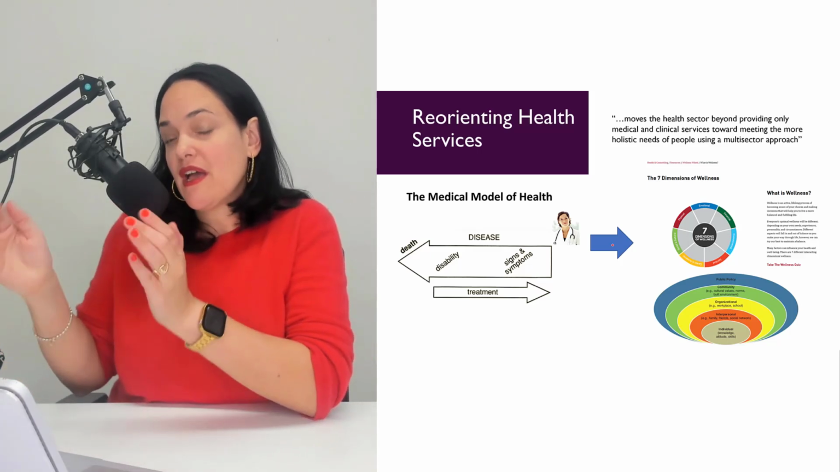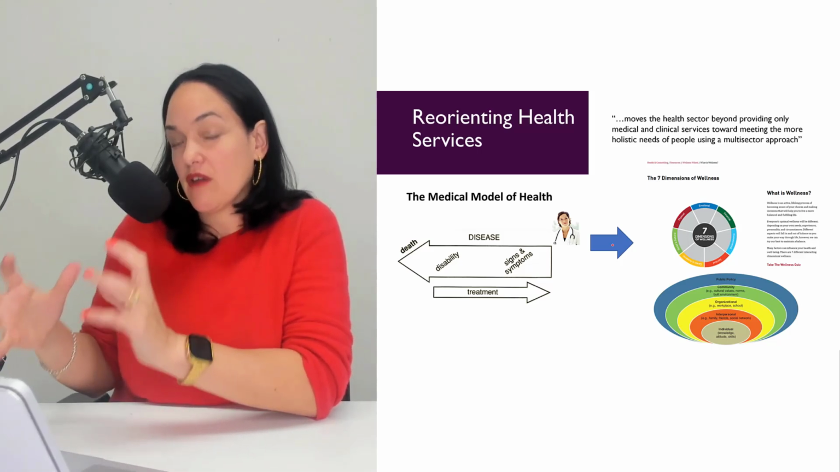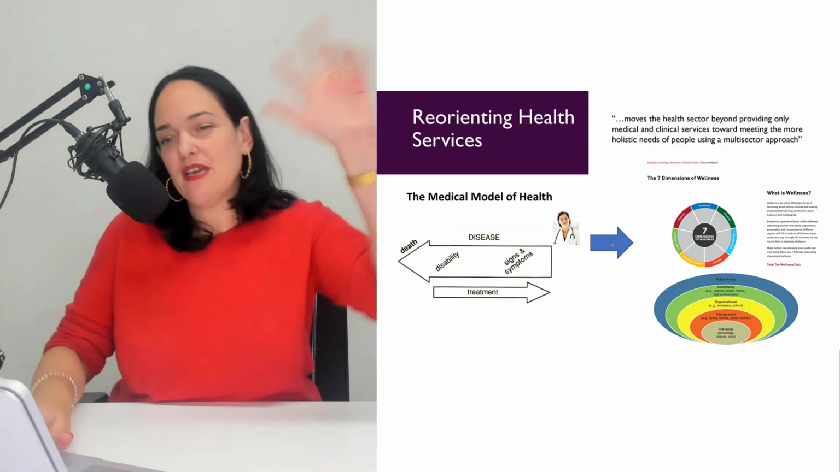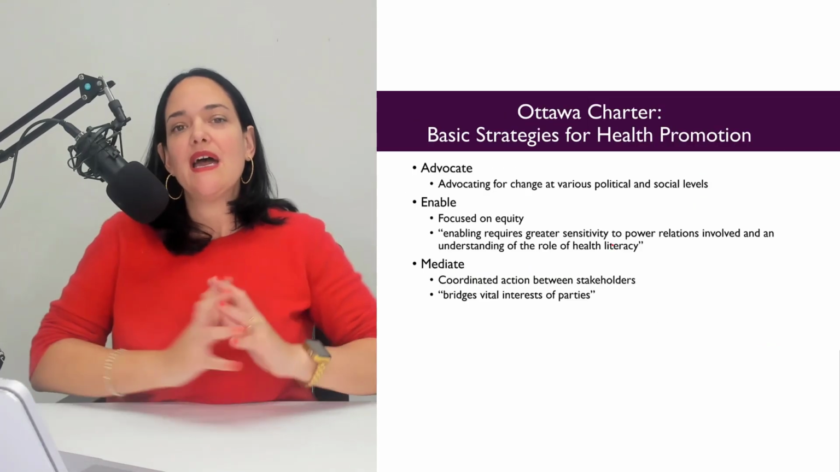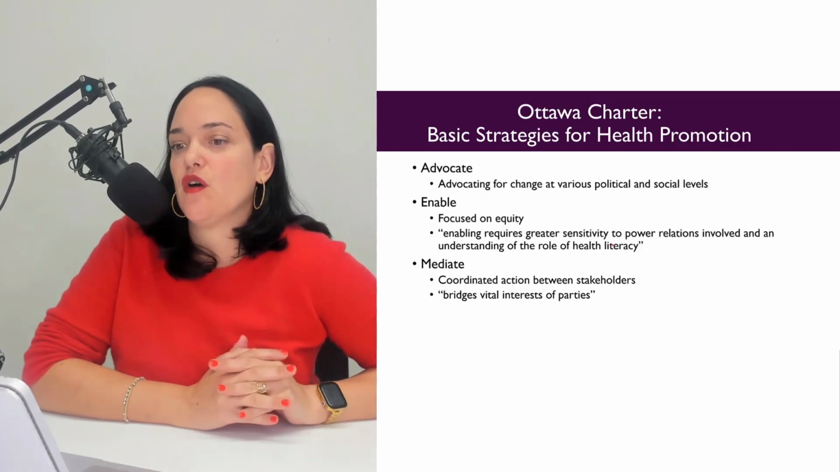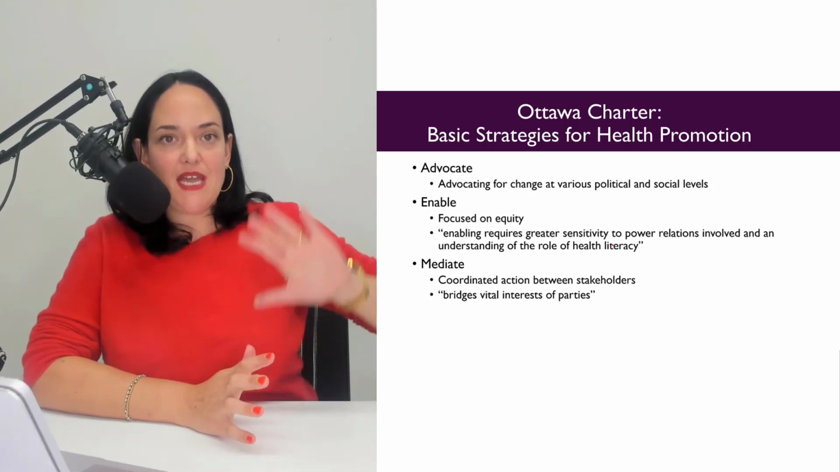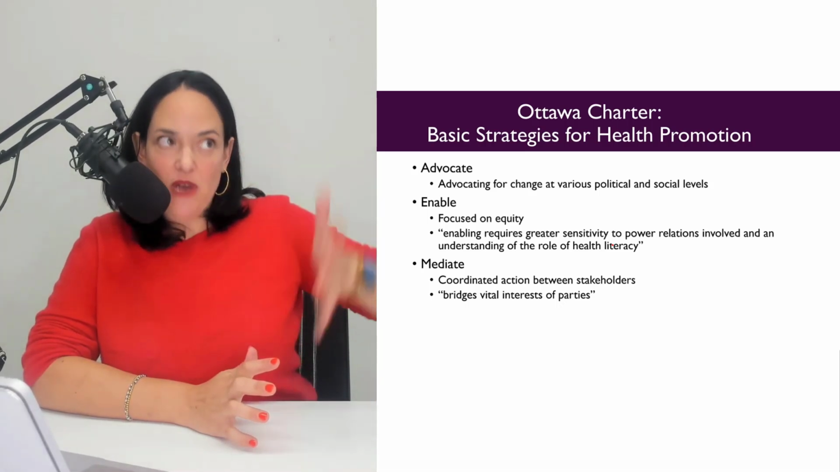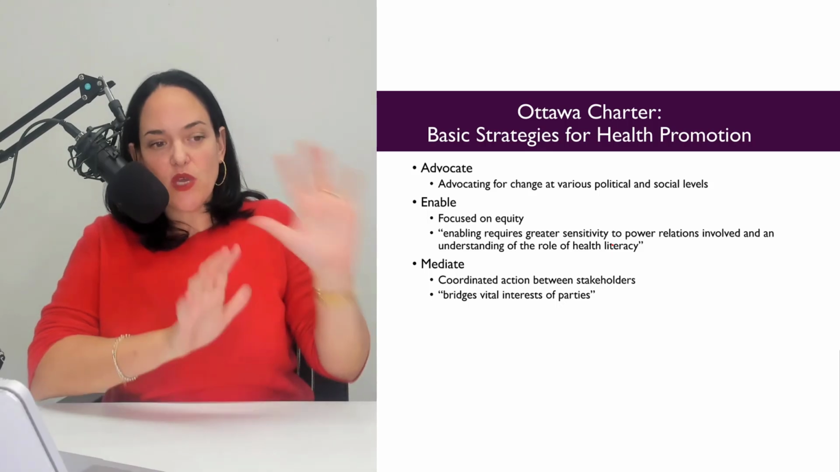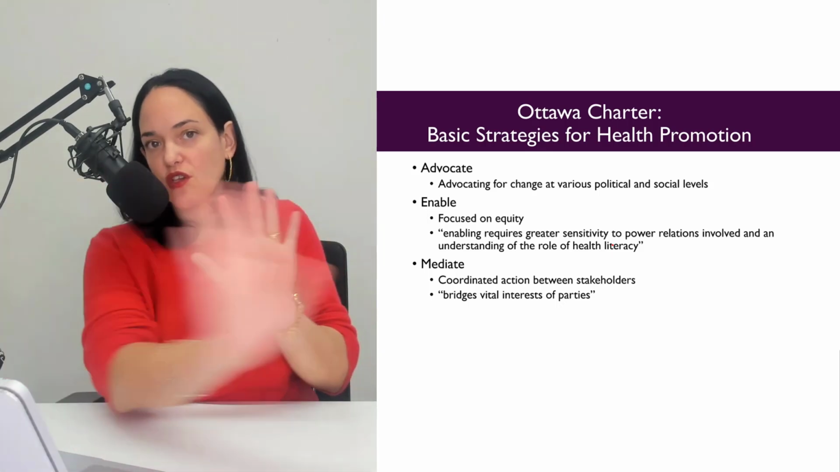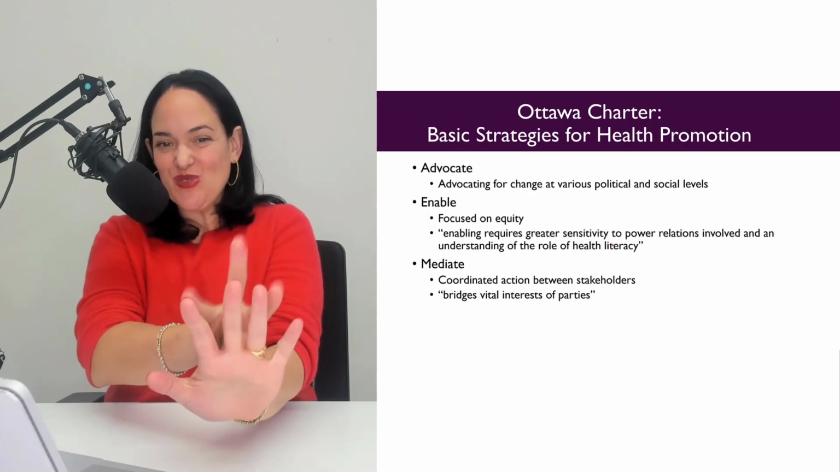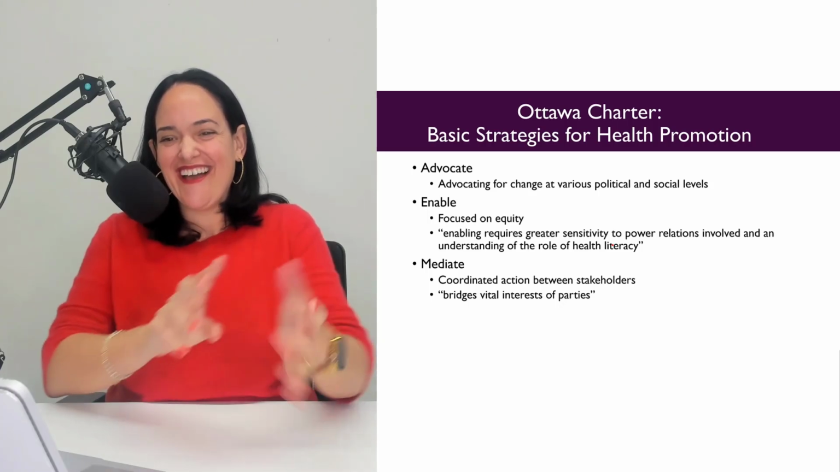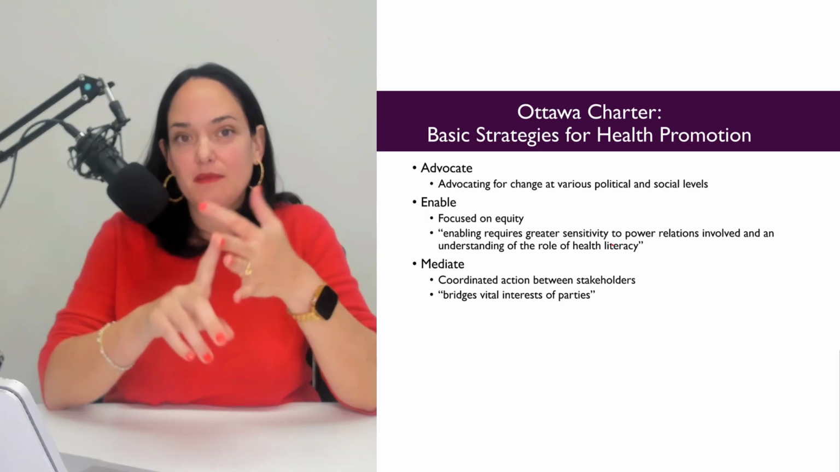So we put health promotion as an important part of our agenda for health too. Okay, so that speaks to a little bit more reorienting health services. Okay, and like I said, in the Ottawa Charter, they also talk about the main strategies that we can use so we can do all those other 5 things. The 3 strategies that help us do those actions are advocate, enable, and mediate.